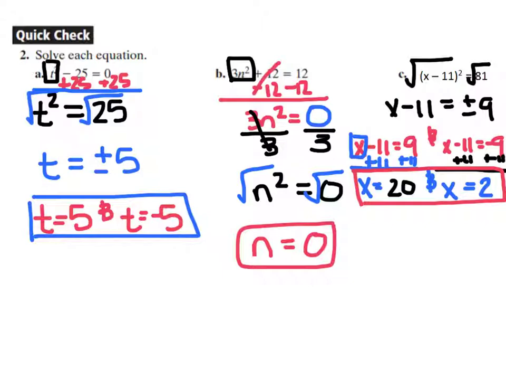So the answer for C, remember you had to take the square root from the beginning in order to get x minus 11 equals plus or minus 9. Notice I rewrote it as 2 problems, and then the answers were that x equals 20 and x equals 2.